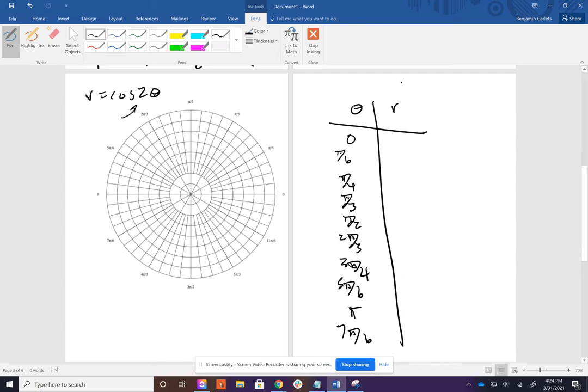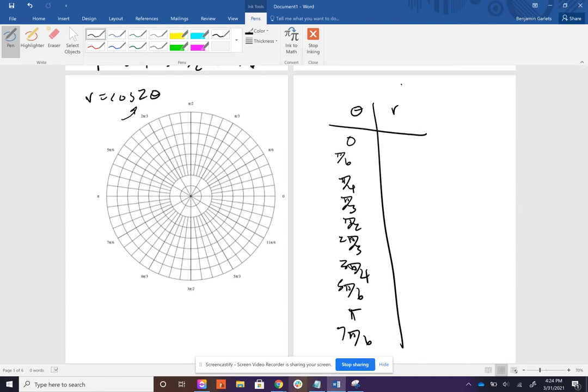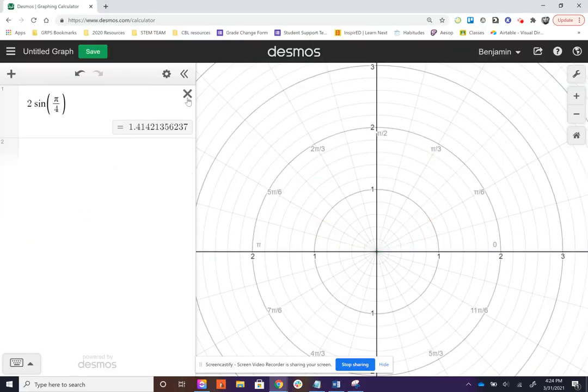And we're going to double our input here. So just for the sake of being able to leverage our technology, I'm going to put these values into Desmos. And I'm going to go through and do each major input value, which is our 0, 30 degree, 45 degree, 60 degree, 90 degree, and so on. But I'm going to write these in radians. So I'm going to go cosine of 2 theta.